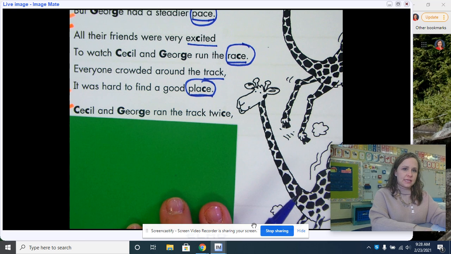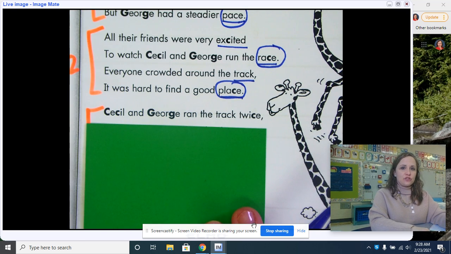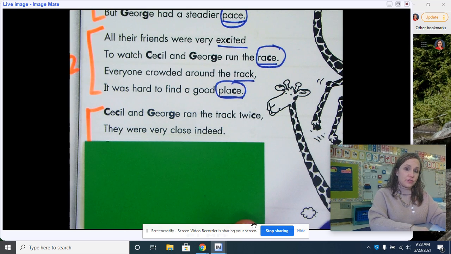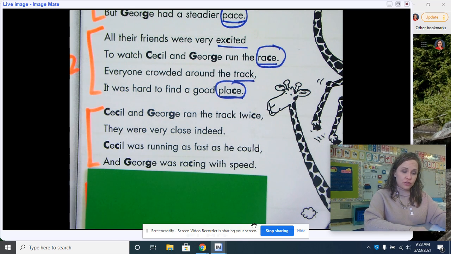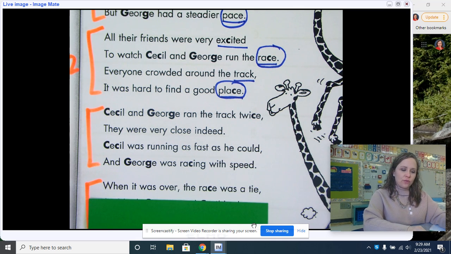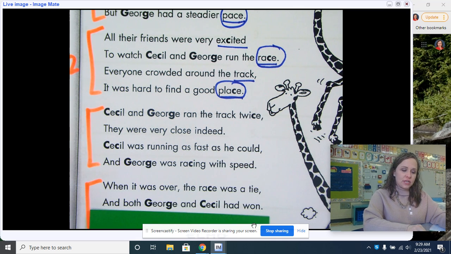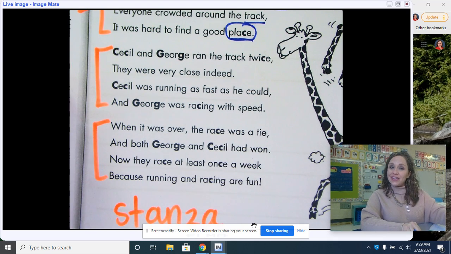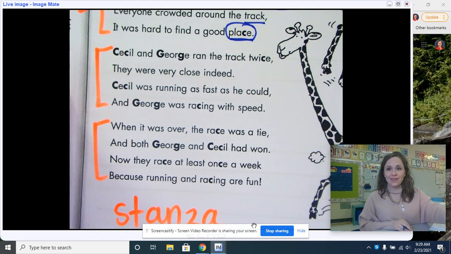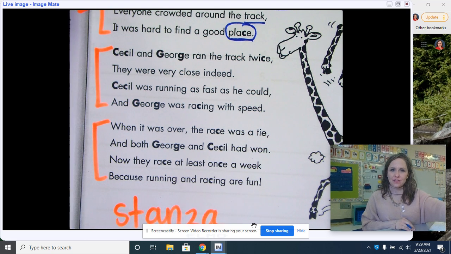Let's see. Cecil and George ran the track twice. They were very close indeed. Cecil was running as fast as he could, and George was racing with speed. When it was over, the race was a tie, and both George and Cecil had won. Now they race at least once a week because running and racing is fun. Running and racing are fun. So I was wrong. It wasn't like the tortoise and the hare. I just kind of got reminded of that at the beginning.